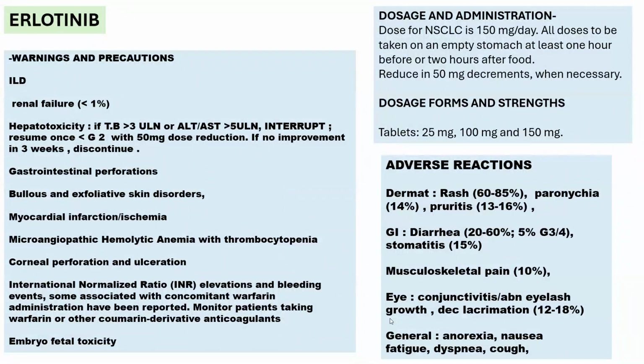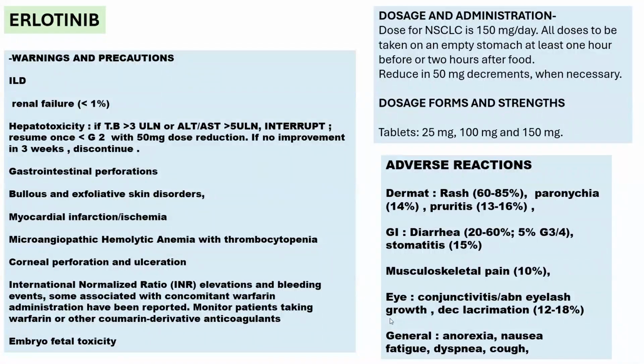Again, the side effects are skin side effects: rash, pruritus, paronychia. Paronychia is seen in the first generation, while in the second generation it is just 10 to 14%. When we go on to the second generation, afatinib, it will be very significant. GI side effects are to the tune of 20 to 60%, it can be diarrhea, but 20 to 60% is generally grade 1 and 2. Higher grades are seen in very few, about 5%.